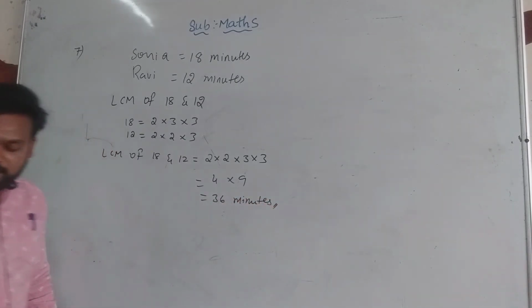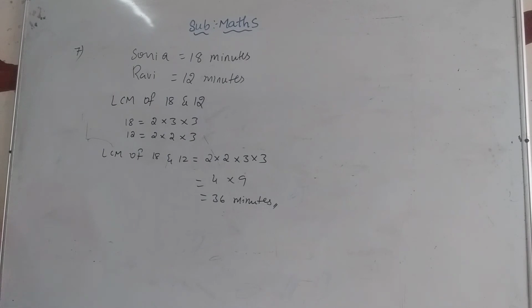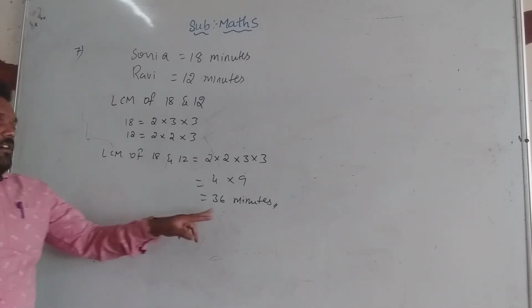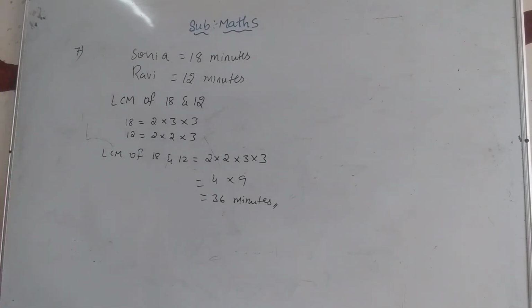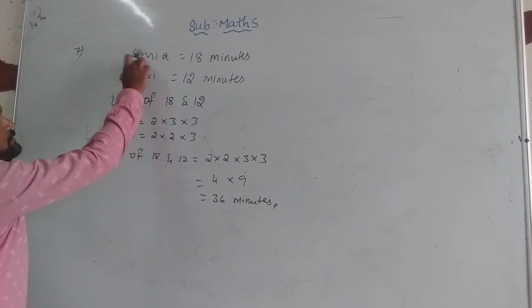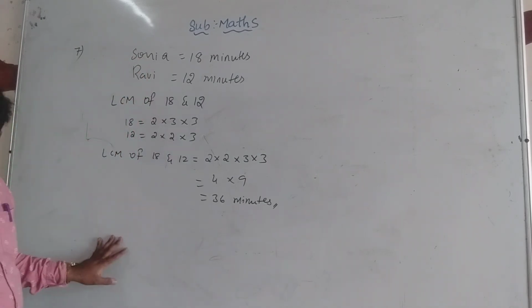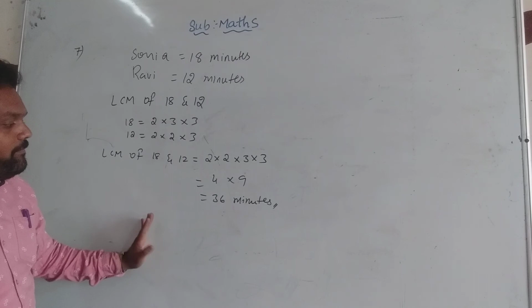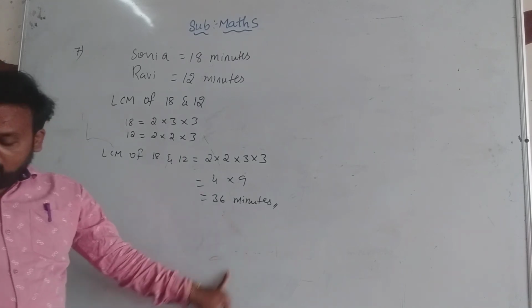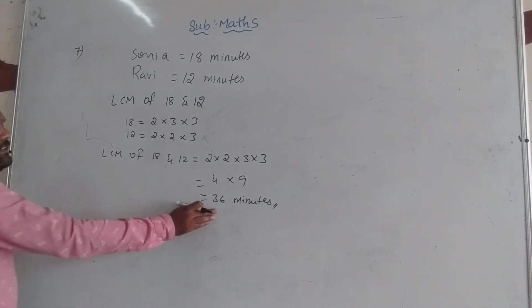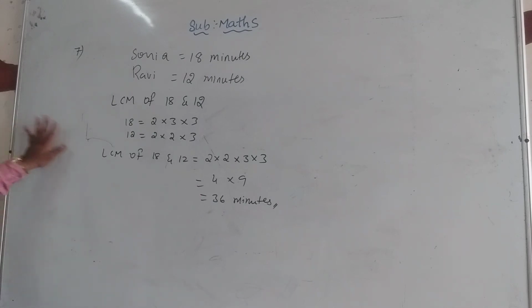Understood, students? Ravi and Sonia will meet together at the starting point after 36 minutes. Understood, students? Yes, this is the seventh one.